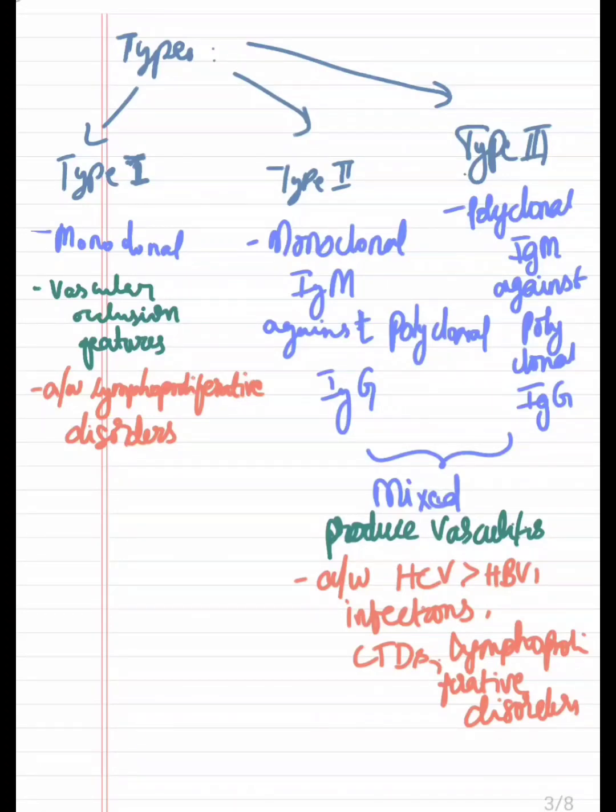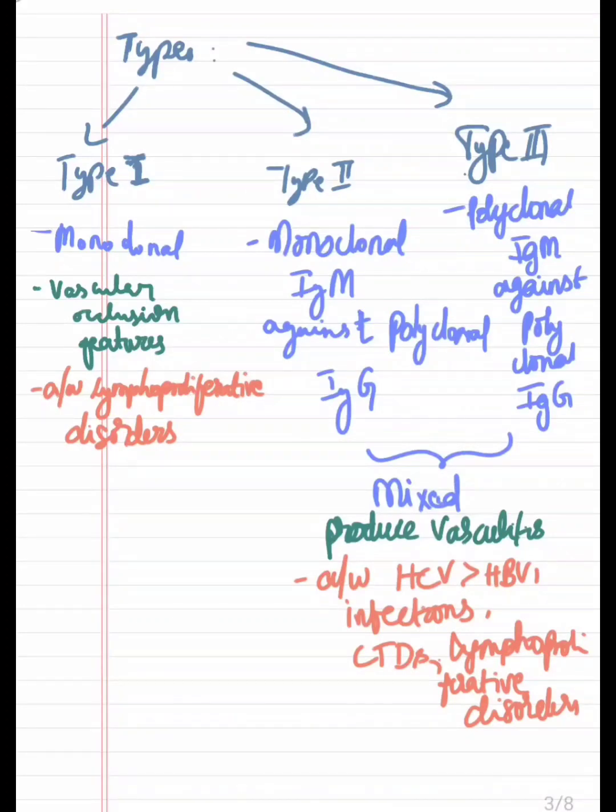And then we've got type 2 cryoglobulinemia, wherein there is formation of monoclonal IgM antibodies against polyclonal IgG antibodies. So here you can say that the monoclonal IgM antibodies are rheumatoid factor. And then in type 3, we've got polyclonal IgM antibodies forming against polyclonal IgG antibodies. So different types of IgG antibodies are capable of producing different types of IgMs which act as rheumatoid factor. These mixed cryoglobulinemias produce vasculitis and are commonly associated with infections.